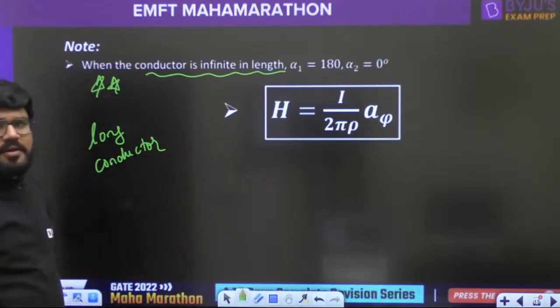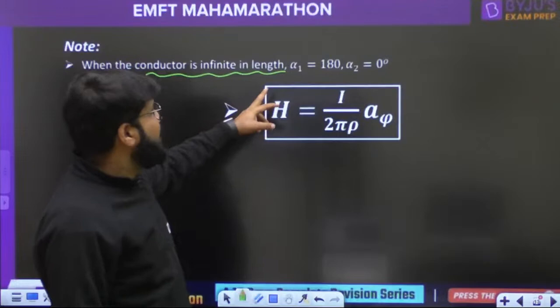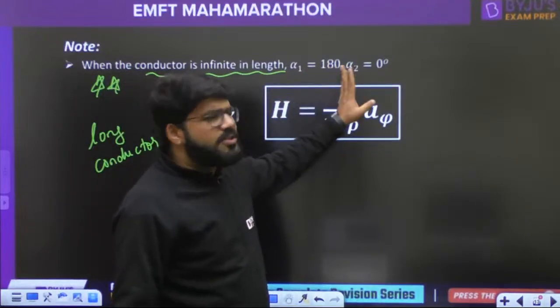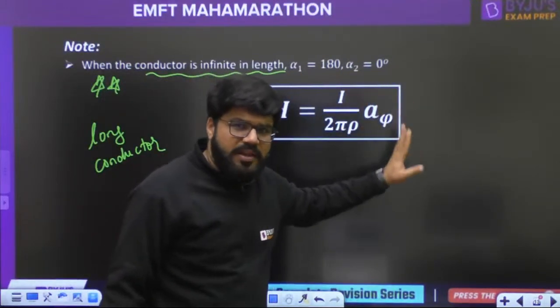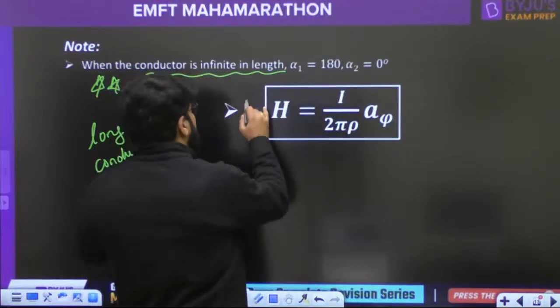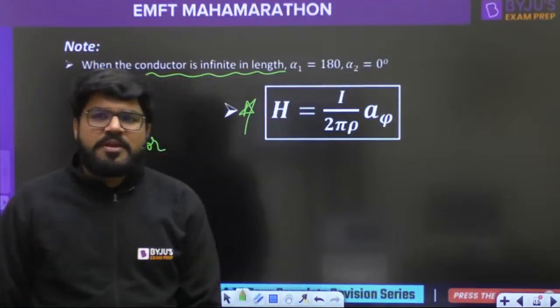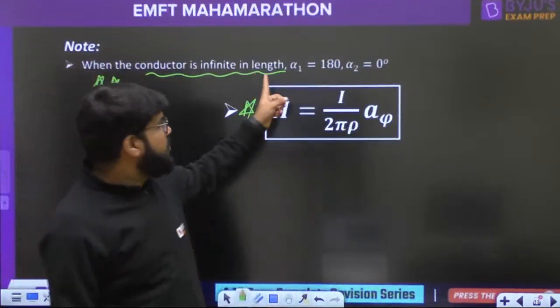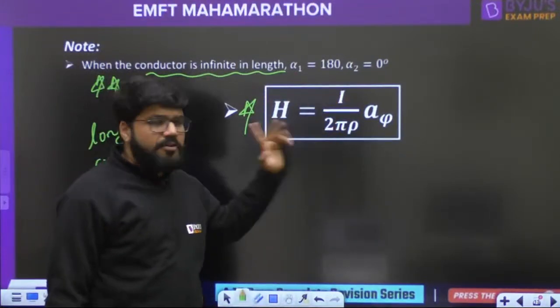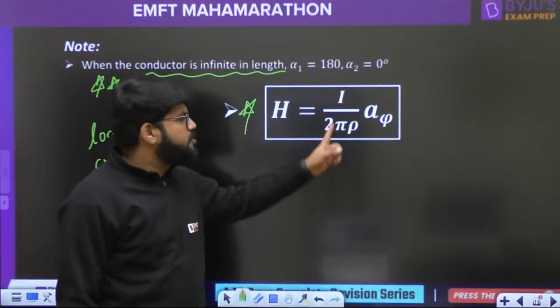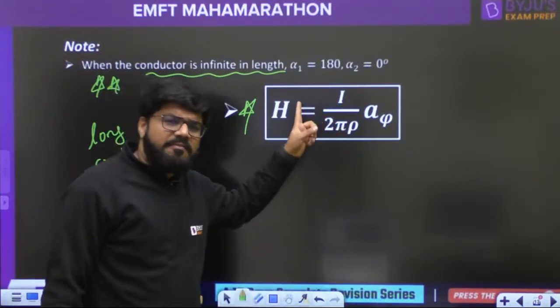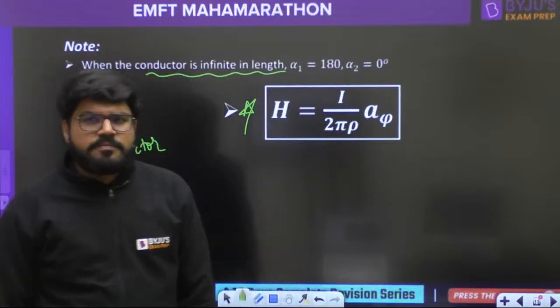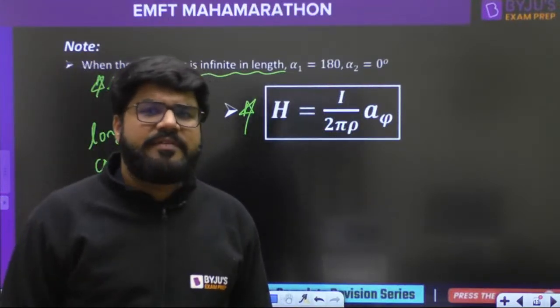So when you take a long conductor, alpha 1, alpha 2 become 180 or 0. No need to bother with that, no need to derive here. Final formula, this is very important: I upon 2 pi rho a phi. So if it is a very long conductor, a conductor of infinite length, after putting the alpha 1, alpha 2 values, you are going to get the formula I divided by 2 pi rho a phi. Directly, indirectly, a very important formula.